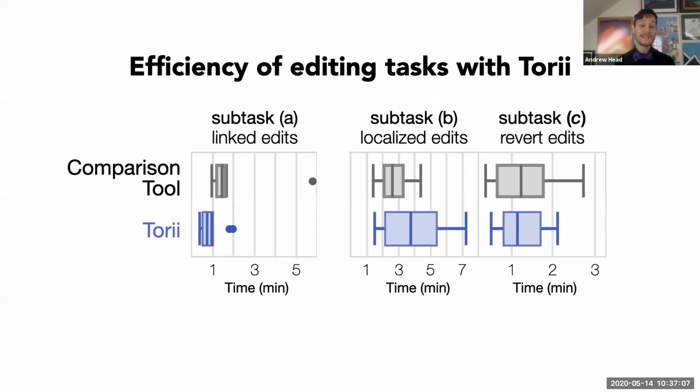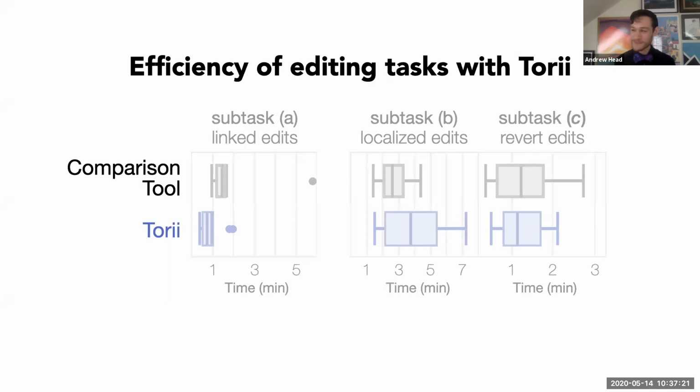We observed the efficiency of editing tasks by measuring the time that it took authors to perform certain small editing tasks to tutorials. I'm not going to focus on subtask B and C because they relate to features that I did not describe in the demo. These comparisons compare the timing that it took in order to perform these edit operations with the comparison tool and with Torii. And the first subtask was linked editing, where an author was asked to make a change somewhere in the code and then make sure that it was consistent with all of the outputs and other appearances of that code.